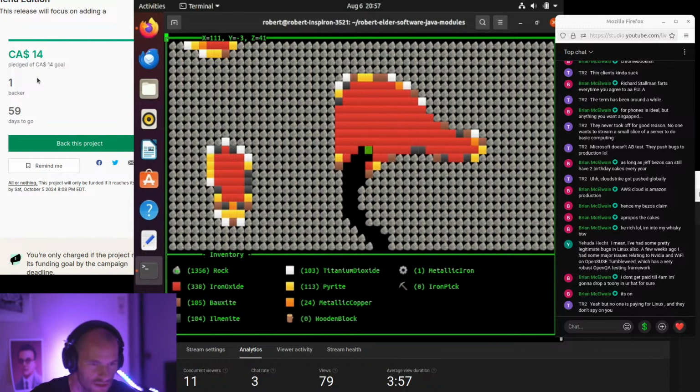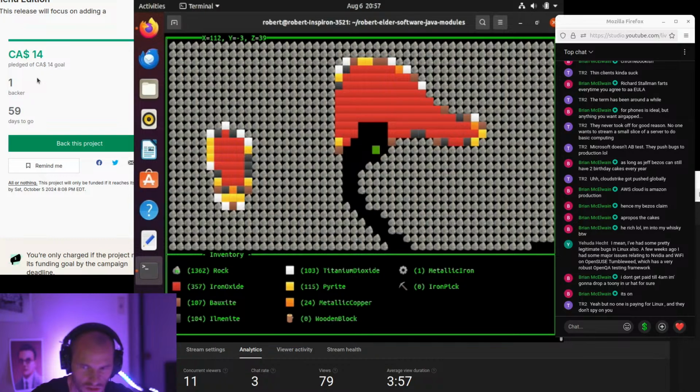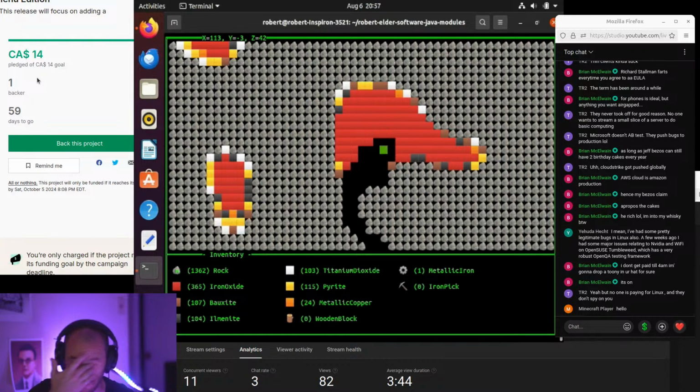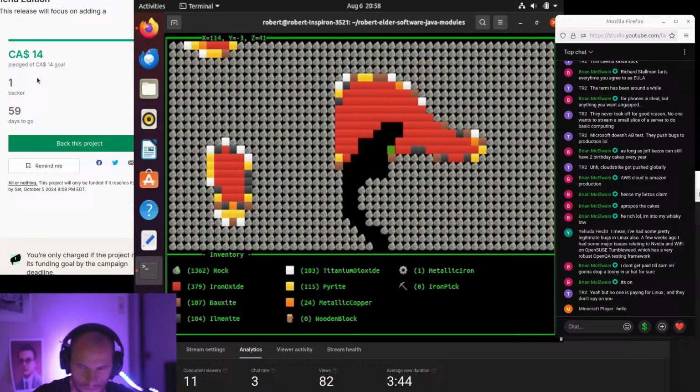I've had some pretty legitimate bugs in Linux also. A few weeks ago, I had some major issues dealing with NVIDIA and Wi-Fi. Yeah, NVIDIA is always a big problem. I'm kind of disappointed that Ubuntu 24 works a lot less well than 20, and I think it's mainly because of the NVIDIA drivers. I think this is the first release where they actually are using the real NVIDIA drivers in Ubuntu. Hopefully there are just some bugs with the switch, and things improve in the future.